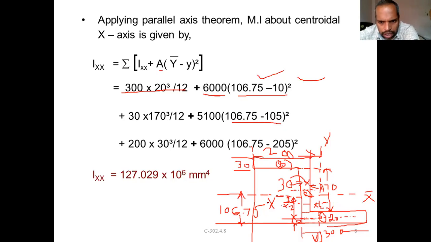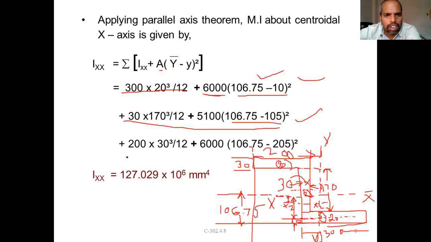How did we get 105? 105 means the centroidal distance of the figure 2 about xx. Where does it lie? From here it is 170 by 2, which is nothing but 85. From here it is 85, but if you want it from the bottom, the reference axis is here. From the bottom it is 105. Sorry, 20 plus 85 is total 105. That's how you will get the moment of inertia of figure 2 about its centroidal axis.